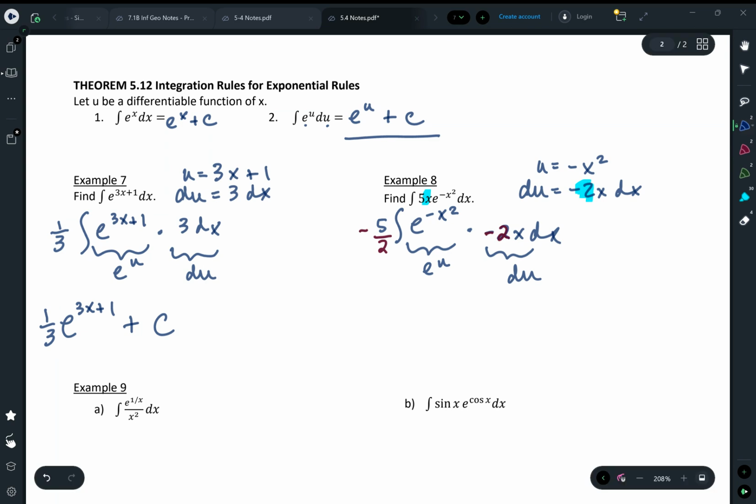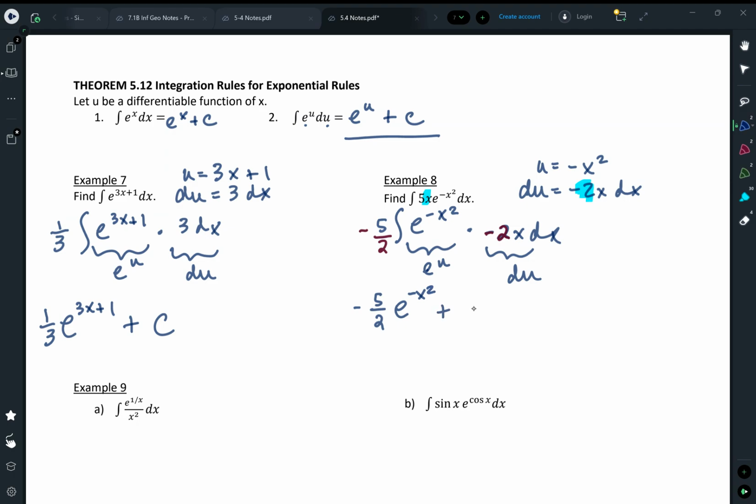All right? So now I can go ahead and integrate. When I integrate e to the u du, it's just e to the u. So I'm going to have negative 5/2 e to the negative x squared power plus c.